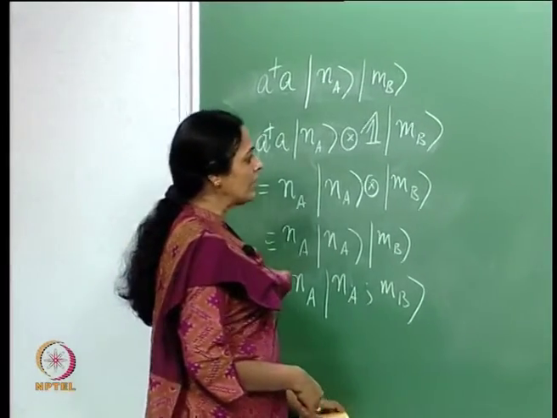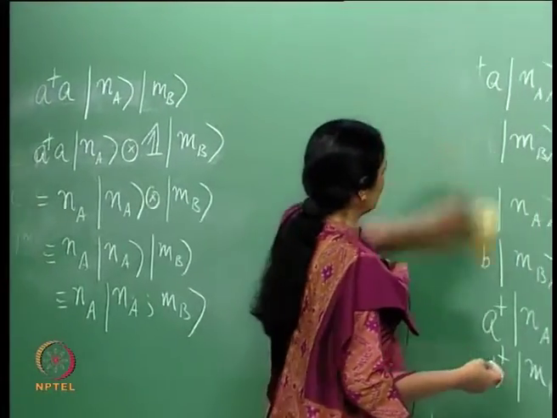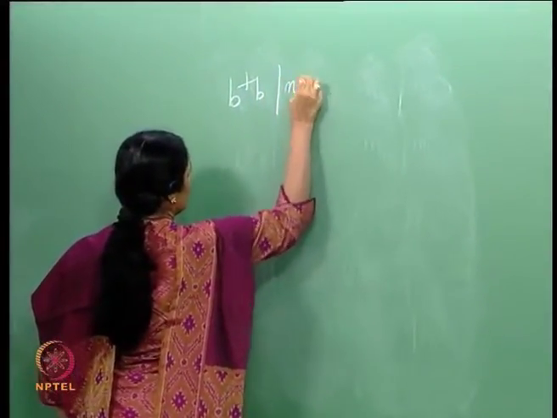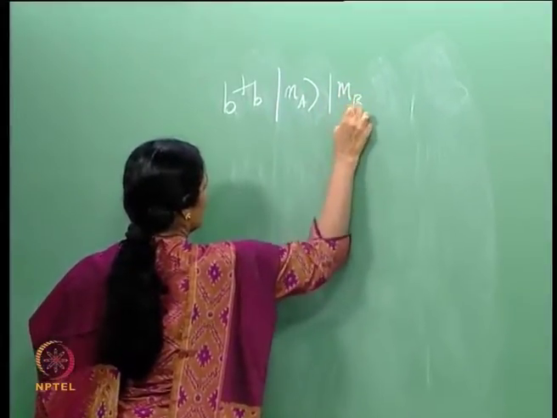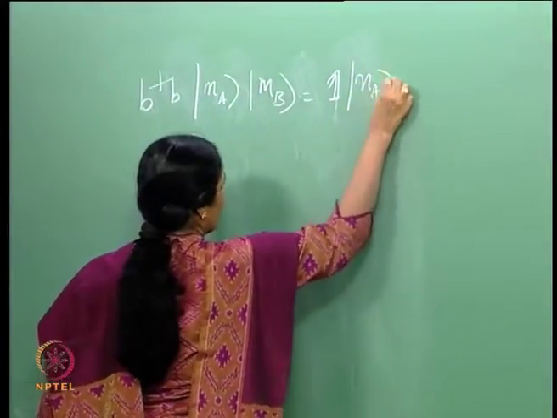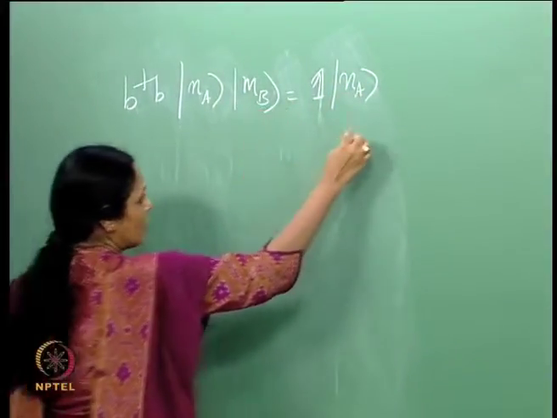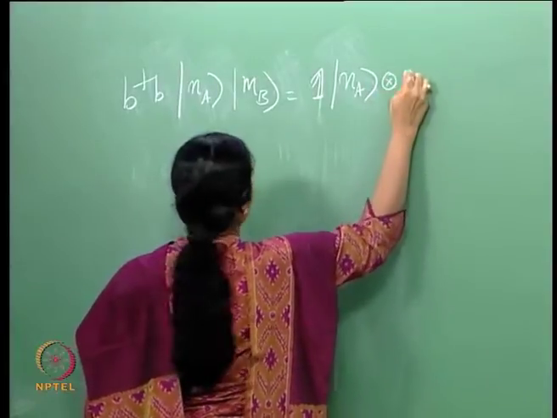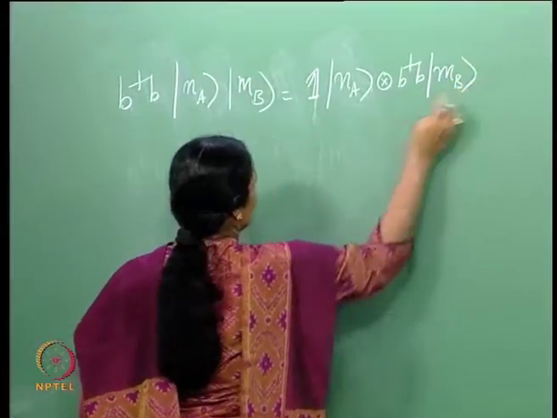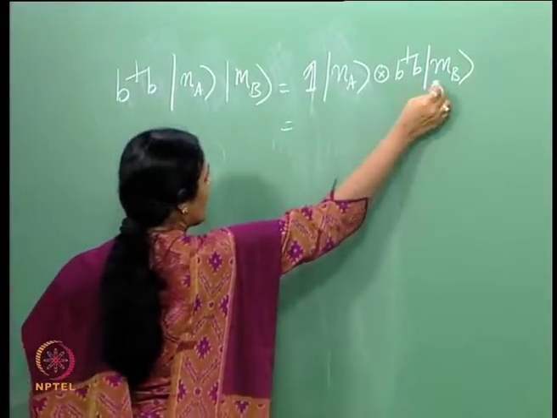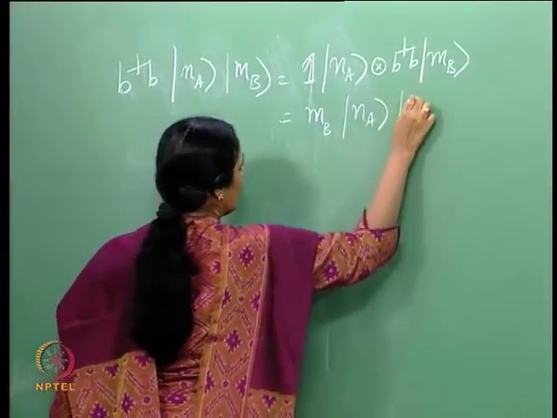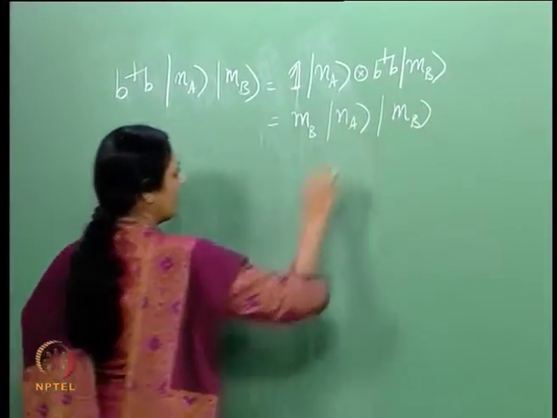Similarly, when B dagger B acts on the state of the system, it works in the following manner. It is like the identity operator acting on the states corresponding to system A, tensor producted with this, and therefore, B dagger B pulls out an Mb from here, that is a number, leaving me with the state Na Mb.